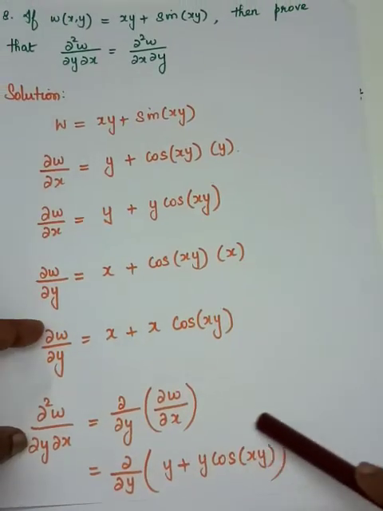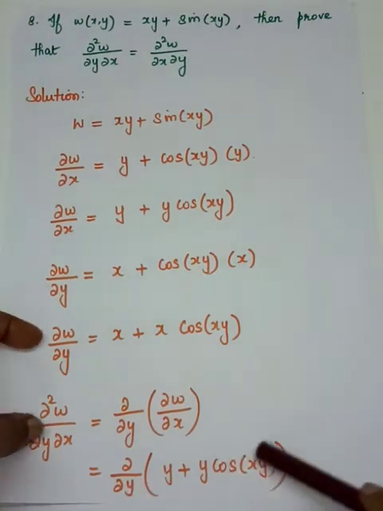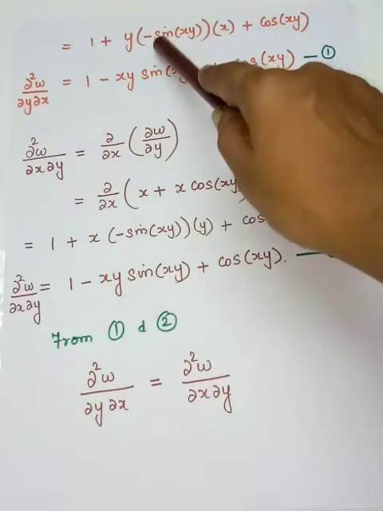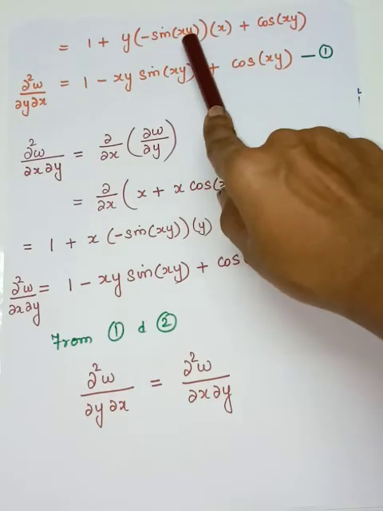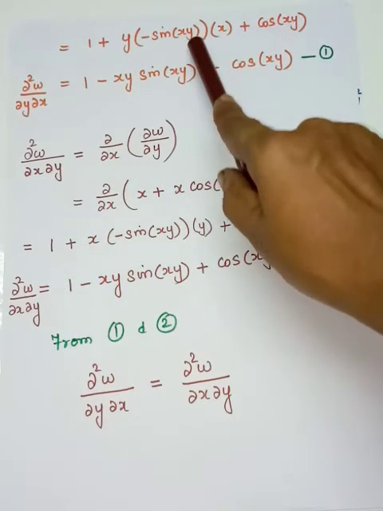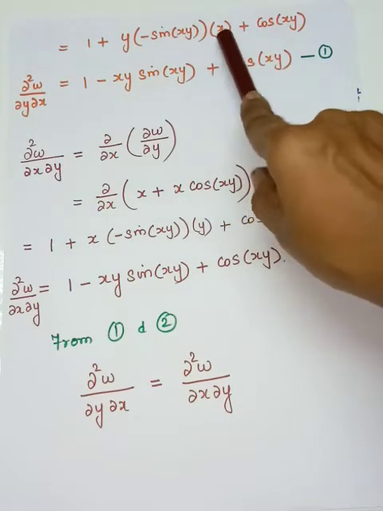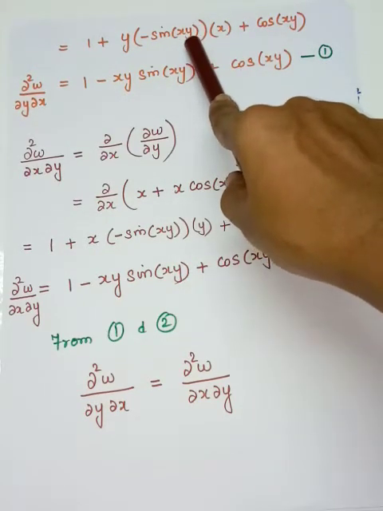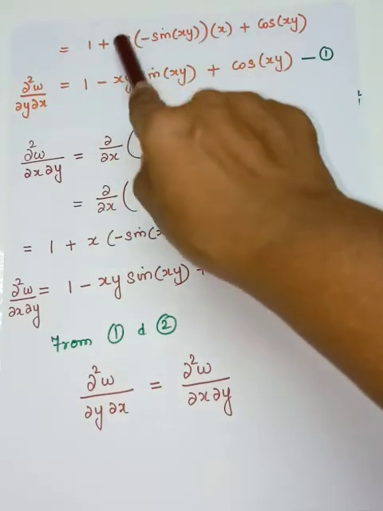Yes or no? Next, what do you have to do? cos of xy has to be differentiated partially with respect to y. So the derivative of cos of xy is minus sine of xy. Now you have to differentiate xy partially with respect to y. Okay, so x is a constant and is written out. The differentiation of y with respect to y is 1. What is over? The product rule, the first term is over.